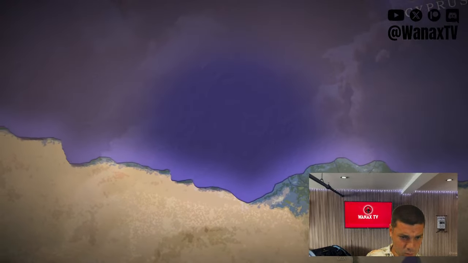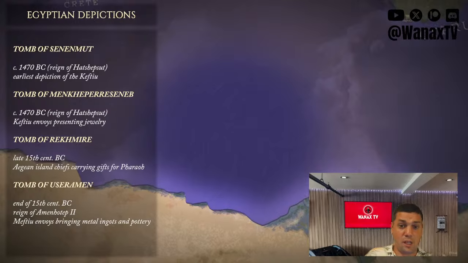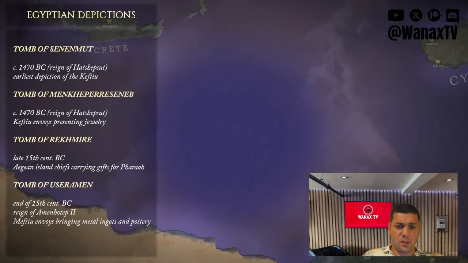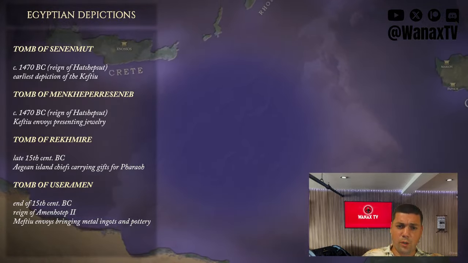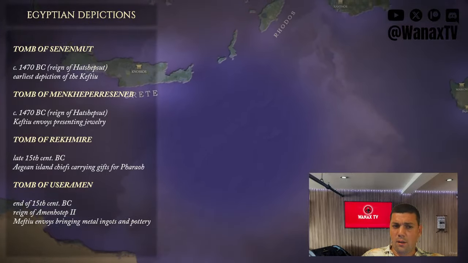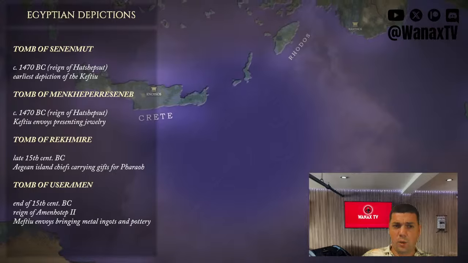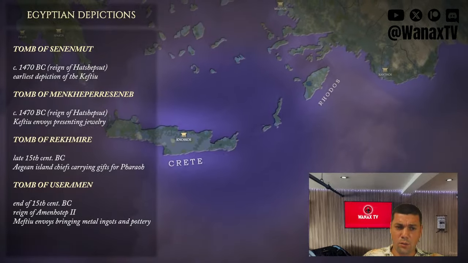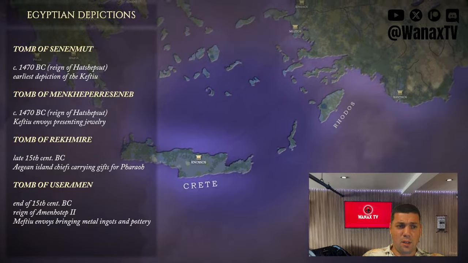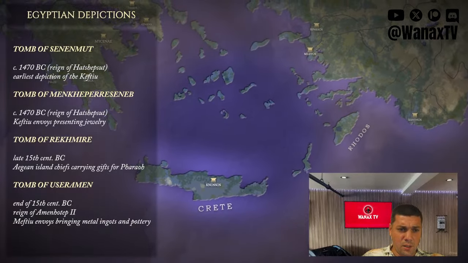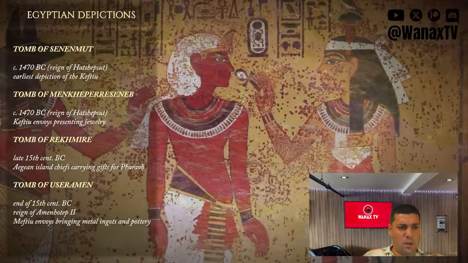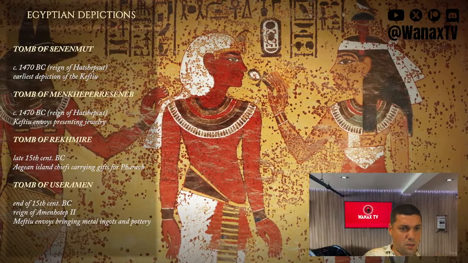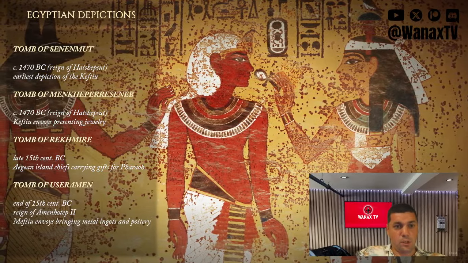And with this, we are finished with the depictions. Obviously, there are more depictions than this. One possible depiction is the four foreign rulers fresco. I'm not sure if you're aware of that, where one of the four individuals is possibly a representative from Keftiu, the other three being, I believe, a Libyan, a Nubian, and a Levantine individual, but that's for the Egyptian depictions of the Cretans.